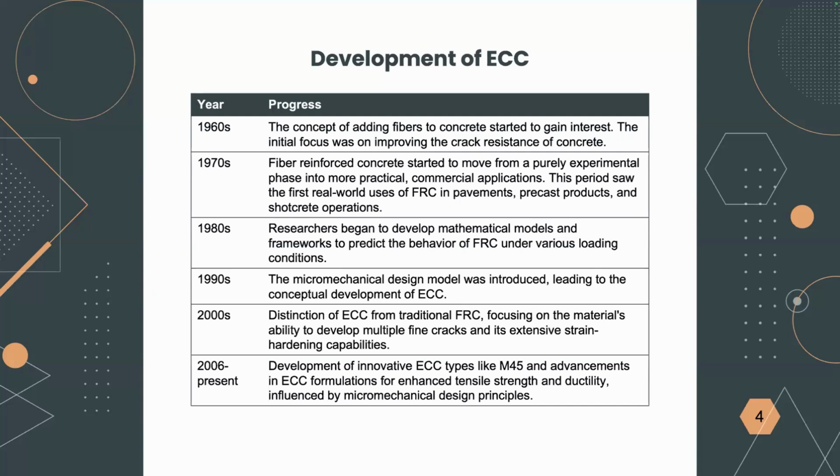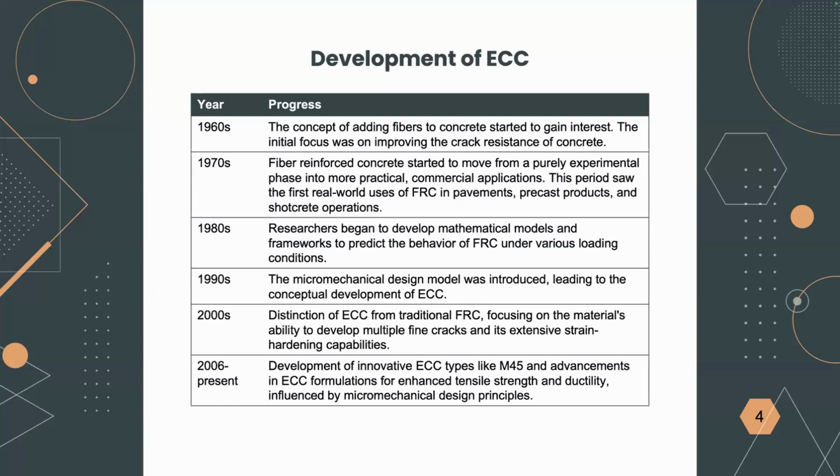And then after that, we had the distinction of ECC from FRC. We started to understand the material more. ECC would fail under what we call strain hardening, and FRC fails under what we call tension softening. I will explain this in detail in the next slide. Then by the year 2006, we had the first type of ECC. We call it M45. This is the first ECC formulation that was published. And then after 2006, we had a lot of variations on this formulation.